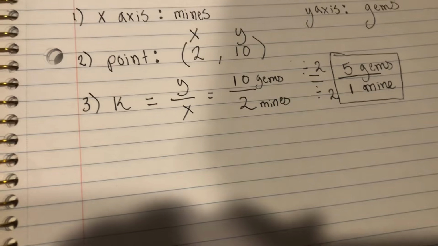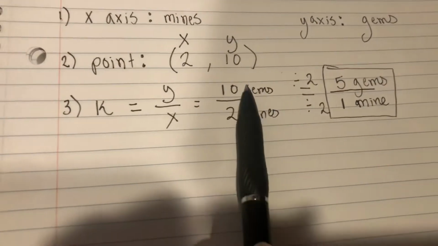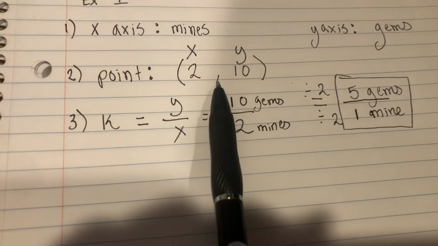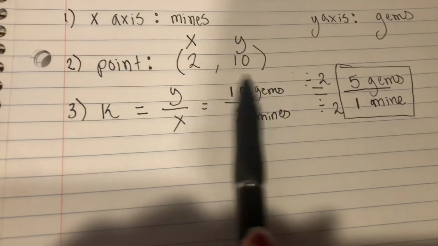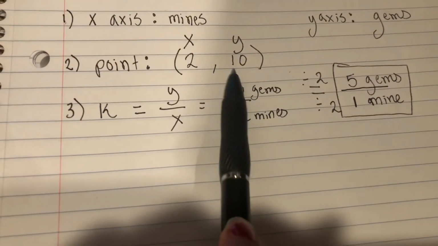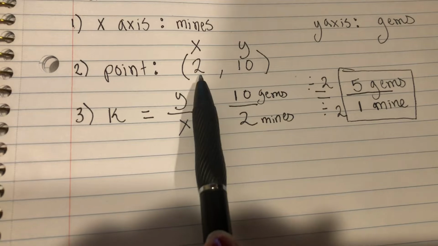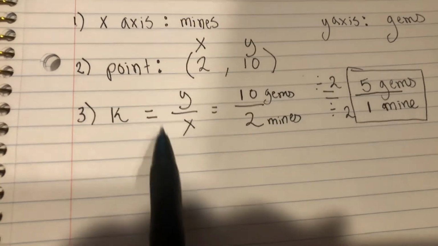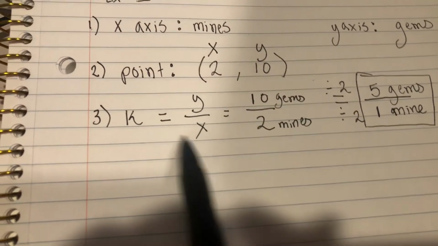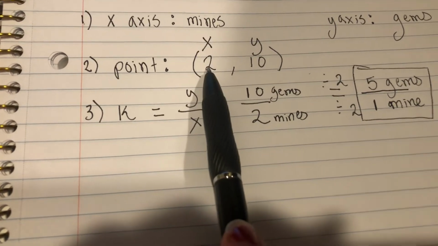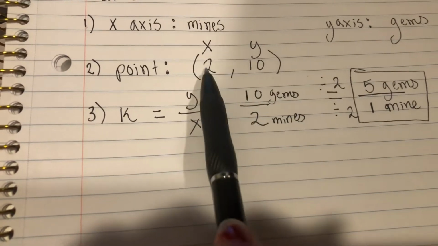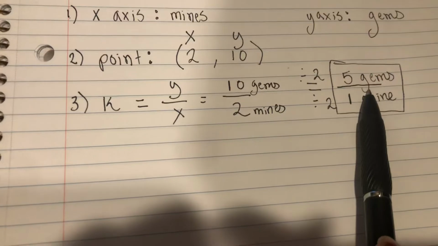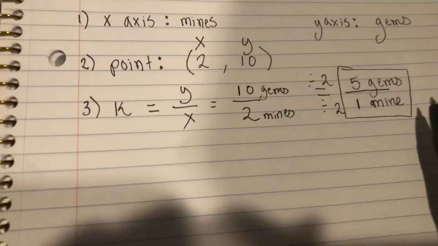Now I do want you to be very aware of your x and your y in your ordered pairs, because I'm telling you, you guys keep messing that up. In an ordered pair, x is first, y is second, and the constant is y divided by x, because it's what times x gives me y. So we found my constant, it's 5. So for every 1 mine, we get 5 gems.